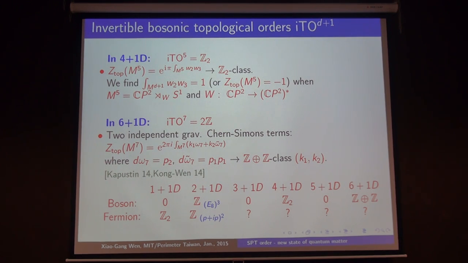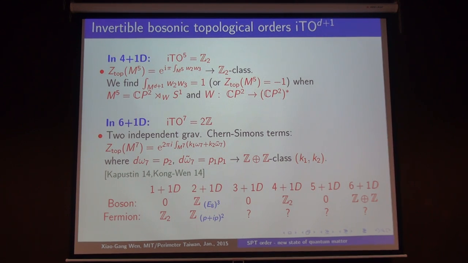Similarly, for fermionic systems, we have this invertible topological order. For 1 plus 1 it is Z2, which is this Majorana chain. And for 2 plus 1 it is p plus ip squared. And Witten is working on this problem. He claimed that this p plus ip superconductor may be anomalous, may have no UV completion as an L-type theory.